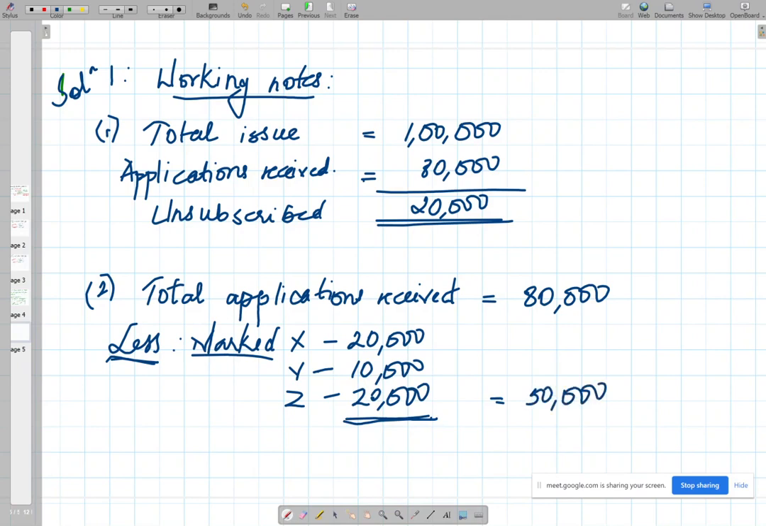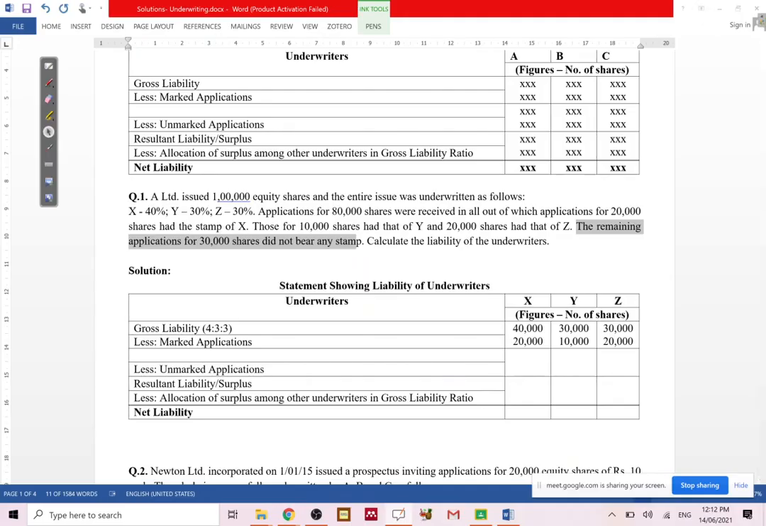50 applications had the stamp of all three, which means 30,000 applications had no stamp and they are called unmarked applications. Fine. So we already minus the marked applications. Let's get the balances after minusing. So what are we doing? We are reducing their liability.